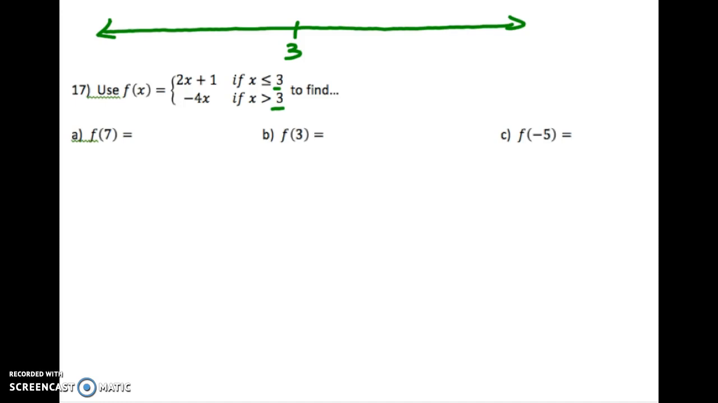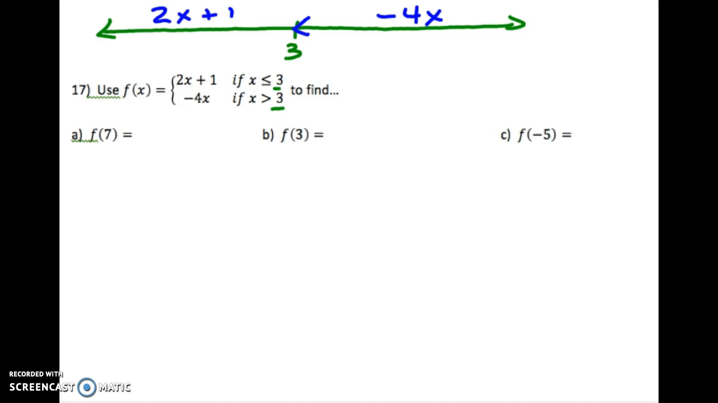Since the top equation has the less than or equal to, let's put a less than there so we know that when we hit 3 we're actually going to use the equation on the left of 3. So up to the left, we are going to be using the equation 2x plus 1. On the right, looks like we're using the equation negative 4x. So now we just fill in.